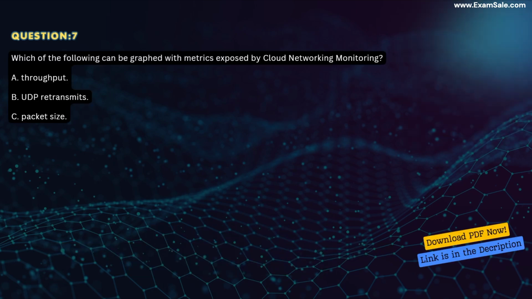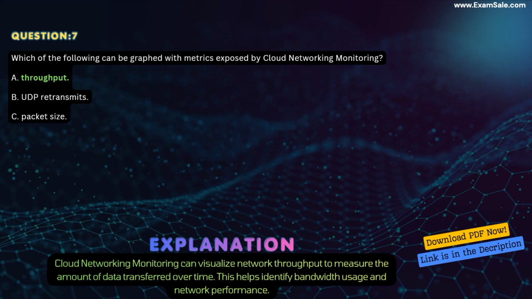Question 7. Which of the following can be graphed with metrics exposed by cloud networking monitoring? A. Throughput. B. UDP retransmits. C. Packet size. Correct answer: A. Throughput. Explanation: Cloud networking monitoring can visualize network throughput to measure the amount of data transferred over time. This helps identify bandwidth usage and network performance.